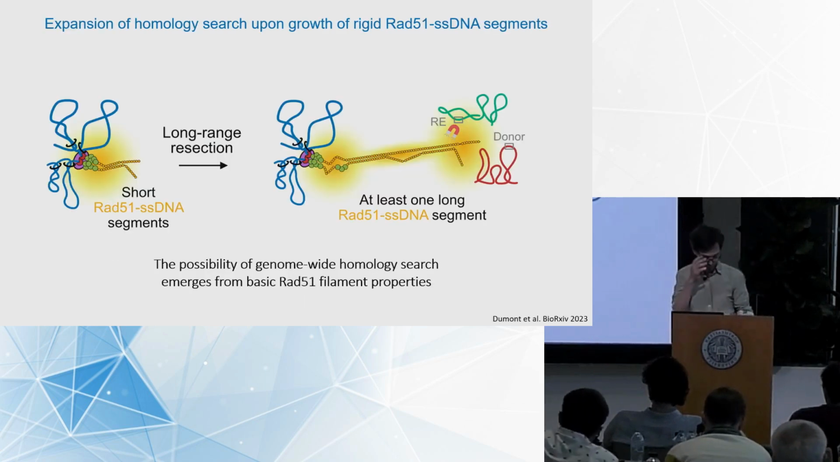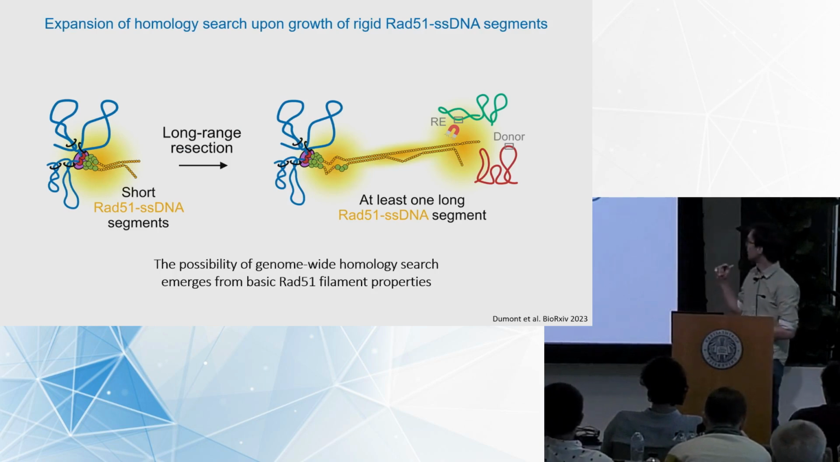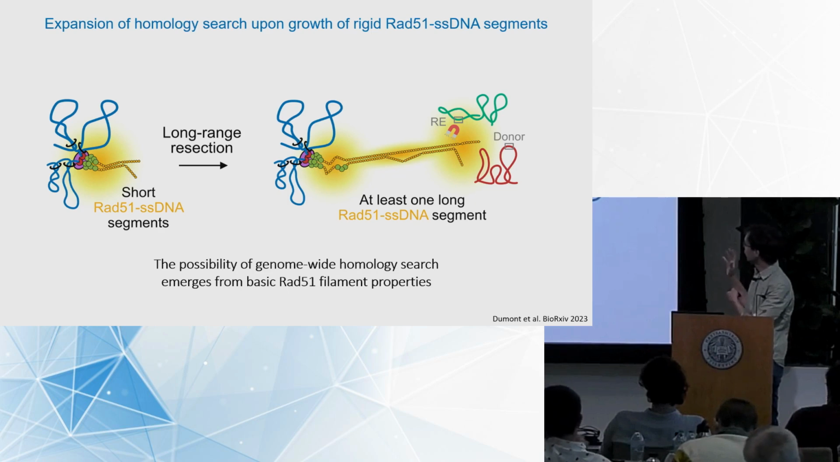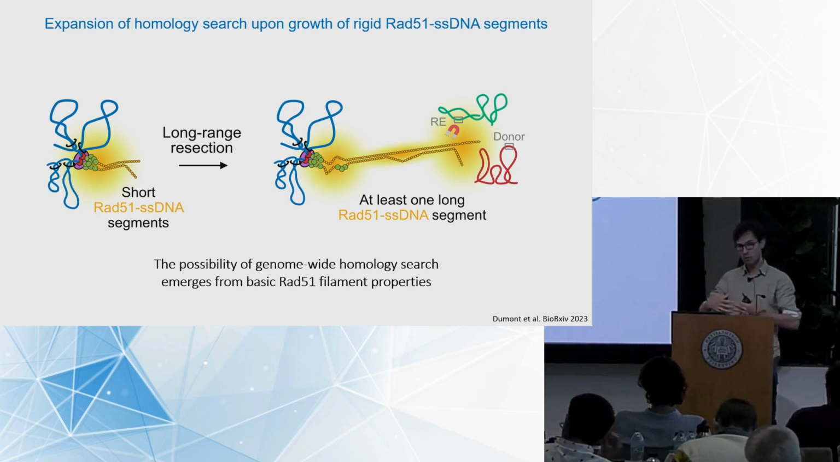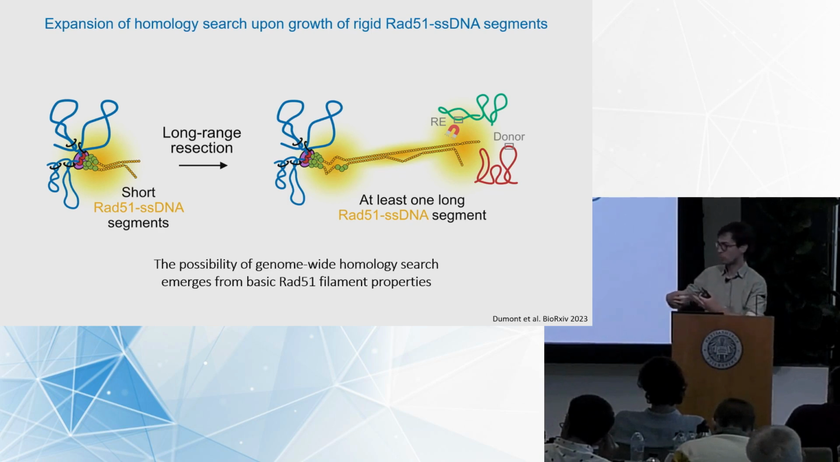All right, so this is a fancy picture, but it recapitulates everything. Essentially, there are two phases in homology search. One is initially local, but if homology is not found, we believe that long-range resection authorizes the search to move at longer distance, probably to get the homologous chromosome. And that is driven by long-range resection.